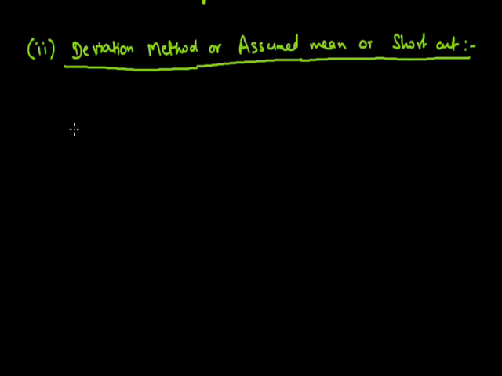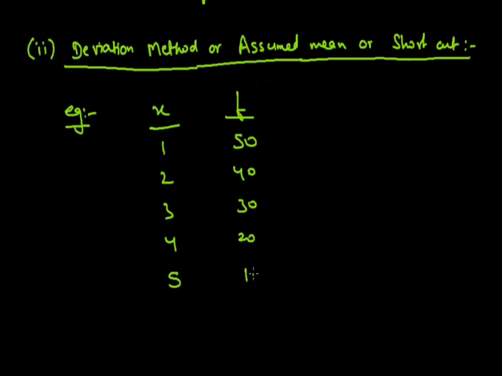Let's first write down the example as we have taken the observations and frequencies. Observations we have taken as 1, 2, 3, 4 and 5, and frequencies we have taken as 50, 40, 30, 20 and 10.